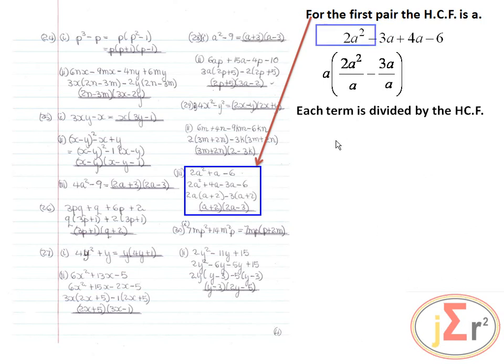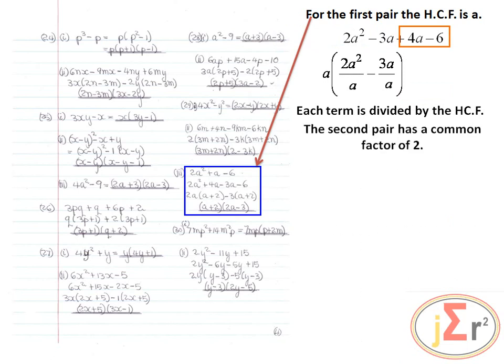We go over to the second pair. The highest common factor is 2 on this occasion, and we'll take our highest common factor of 2 and we maintain its presence, and we also divide each term by the highest common factor. So divide each term by 2.